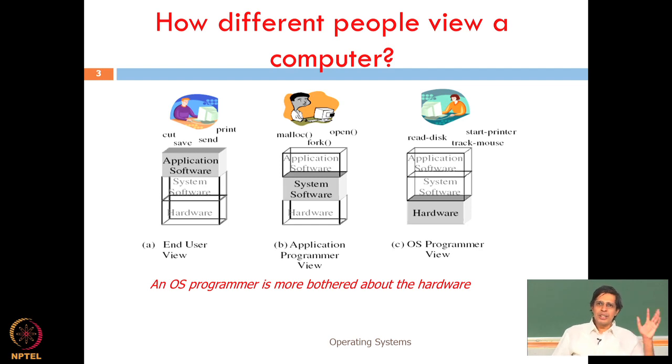So we have an end user who does not do any programming, he just uses the software. The end user uses an application. That application is developed by an application programmer who actually uses the facilities given by a system software to develop the application. Now somebody has to write the system software, and that person is a systems programmer and/or OS programmer, and he needs to know about how the hardware actually could be used.